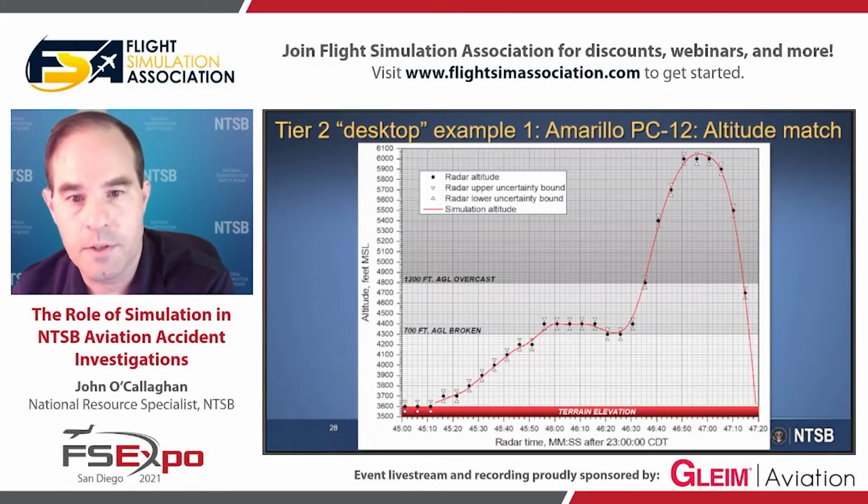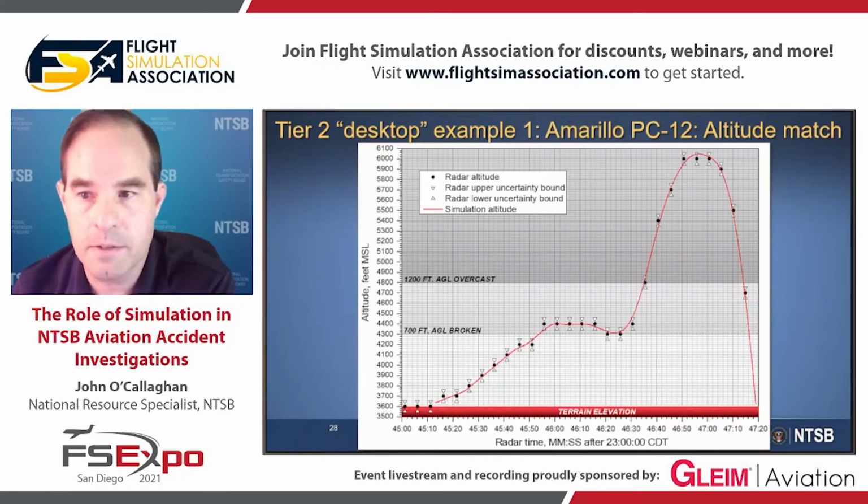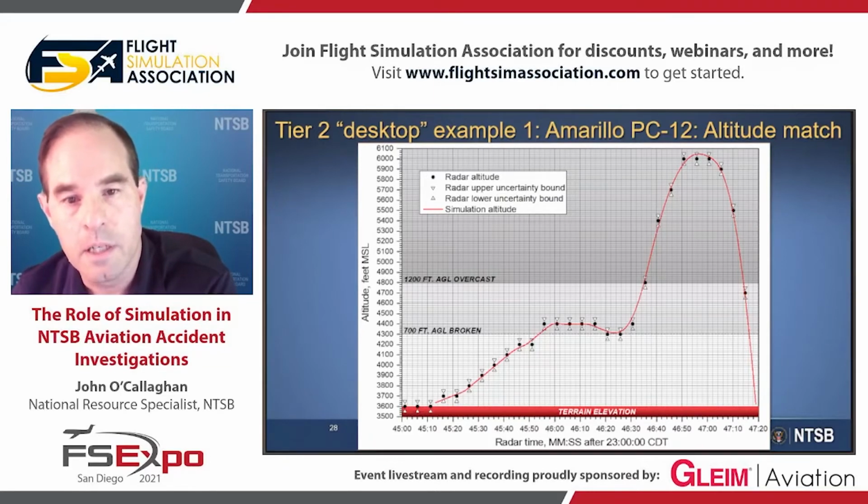This figure shows that the simulation altitude matches the recorded radar altitude, and that the airplane reached an altitude of a little over 2,400 feet above ground level before suddenly descending into the ground.